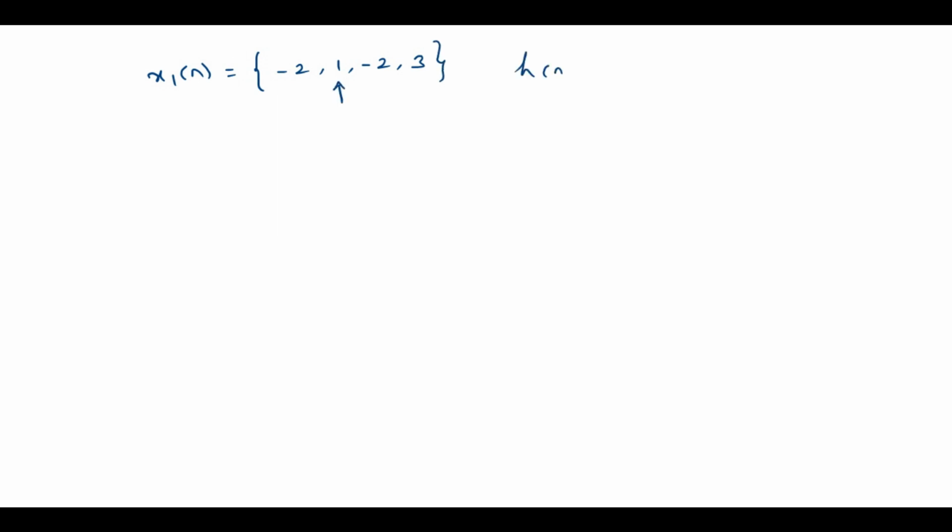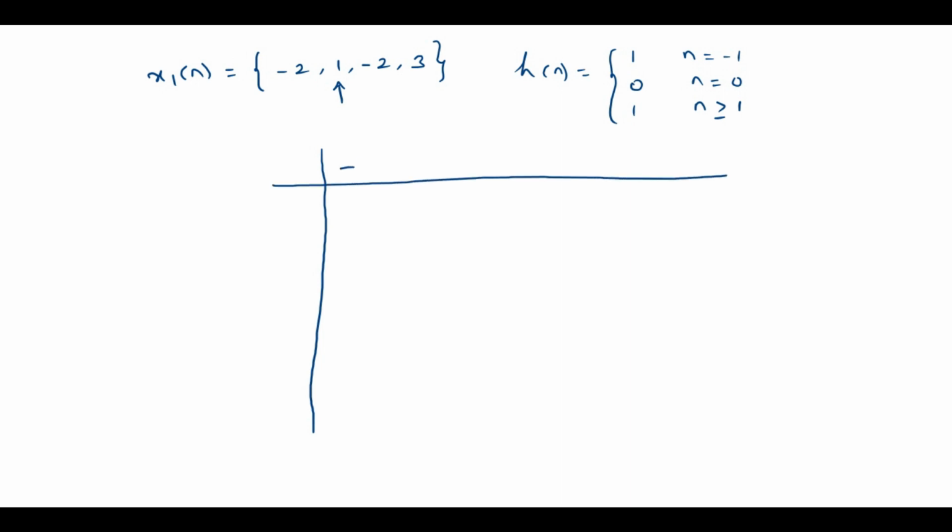And the impulse response h of n, you know its value is 1 for n equal to minus 1, it is 0 at n equal to 0, and it is 1 for n greater than or equal to 1. Now here I am using the matrix method to perform this. So I am writing the input minus 2, 1, minus 2, 3, and 1, 0, 1, 1, 1, 1.